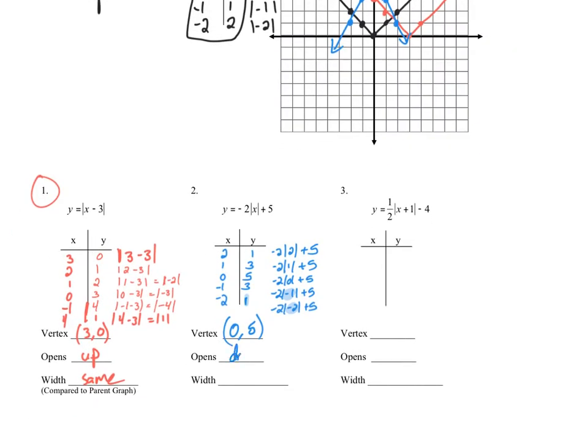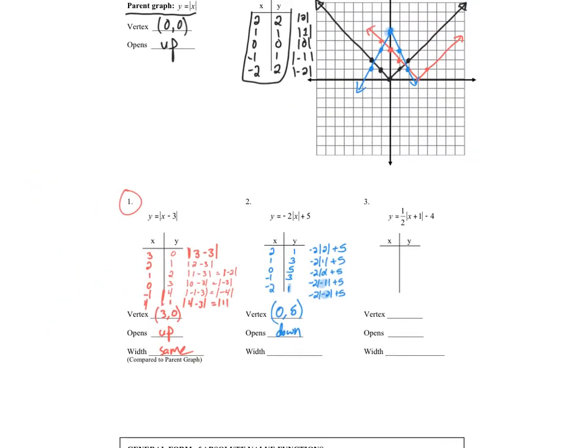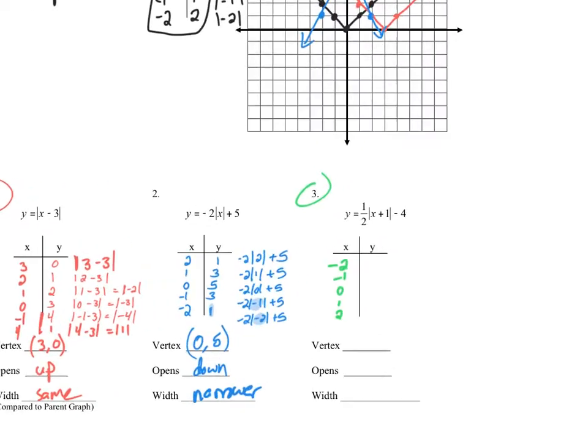It opens down. And you can see the blue graph is skinnier or narrower. It's a little more narrow than the other graphs were. Okay, and the last one we'll do in green. And let's do negative. We'll start with -2, -1, 0, 1, 2. And we'll see if that works out for us.